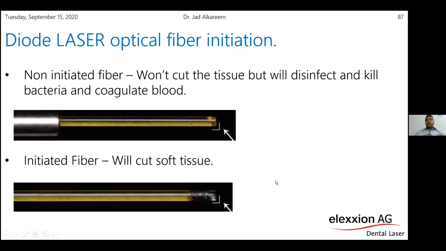After you do that, you can also check on a dark paper, and you can see that the laser beam is coming out in a pointed laser beam, not scattered. So this is also another way to know if you have done the initiation correctly or not.